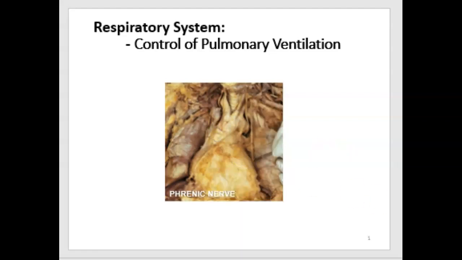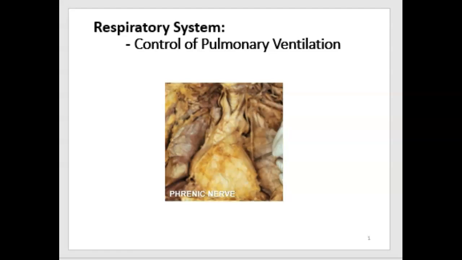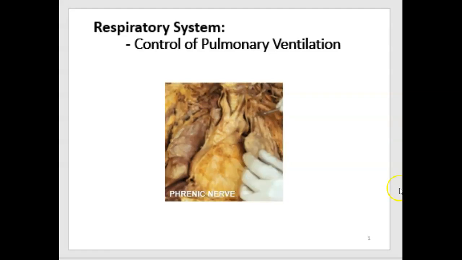In this lecture, we'll talk about how pulmonary ventilation is controlled. And this video is showing a cadaver photograph, where an instructor is pointing out the phrenic nerve that travels behind the heart and medial and posterior to the lungs. She's moving away the left lung so that you can see the phrenic nerve continuing inferiorly to innervate the diaphragm. And the diaphragm, as you know, is the principal respiratory muscle.